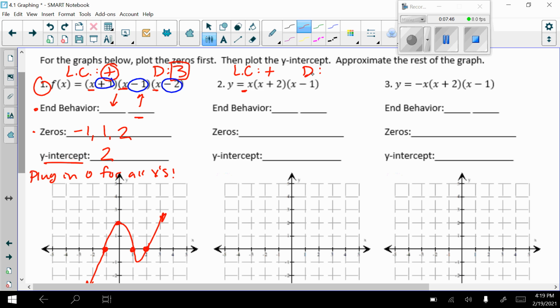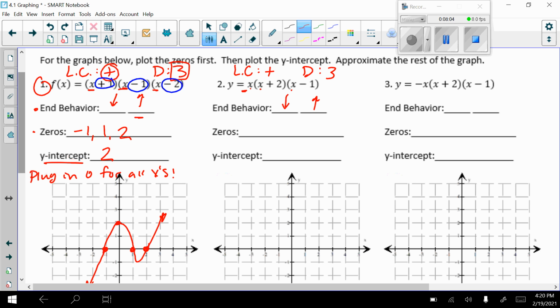Degree, I just need to count the x's. There's 1, 2, 3. So that's the degree. All right, so positive leading coefficient means the right side goes up, and odd number degree means the sides don't match. So that means the left side needs to go down. Okay.